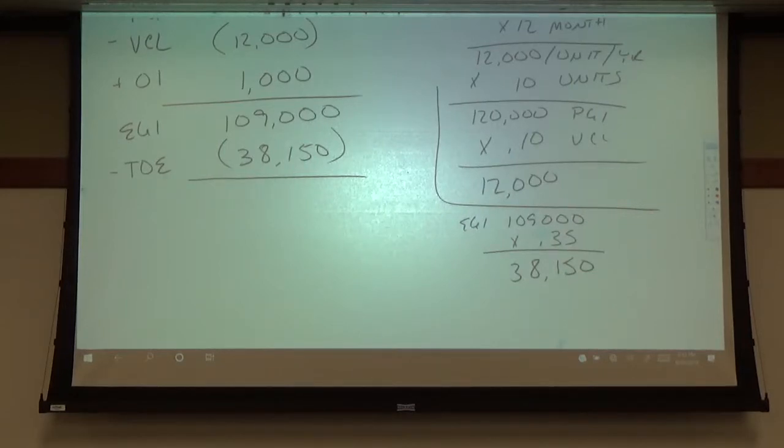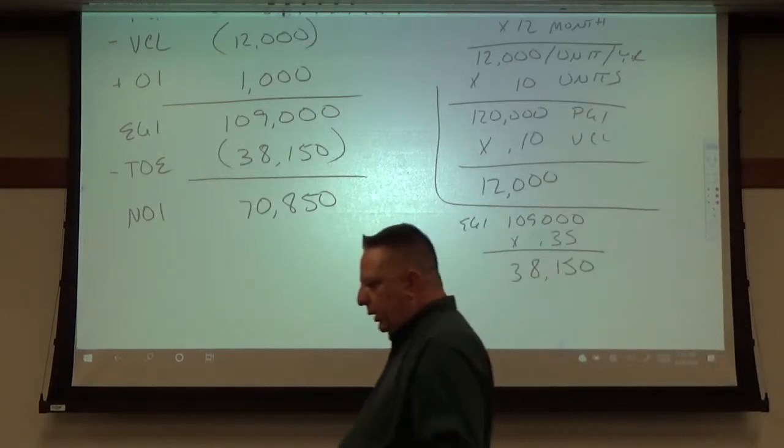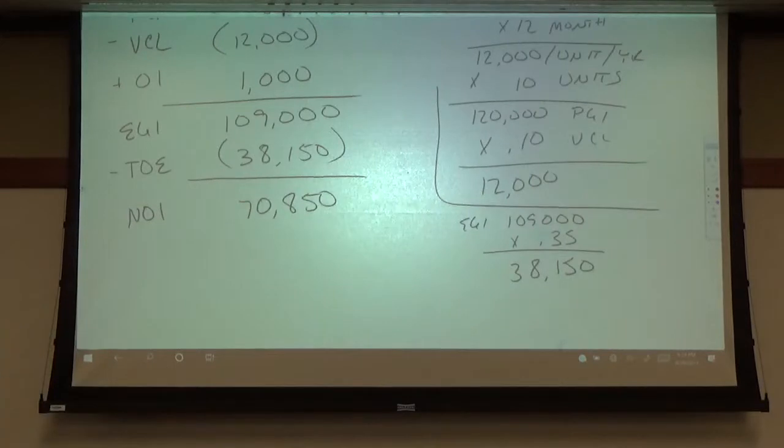So we do the basic math here. And this gets us down to what we refer to as a net operating income. In this case, $70,850. All right, this is the magic number that for the most part you want to be able to get to on a commercial piece of real estate, okay?